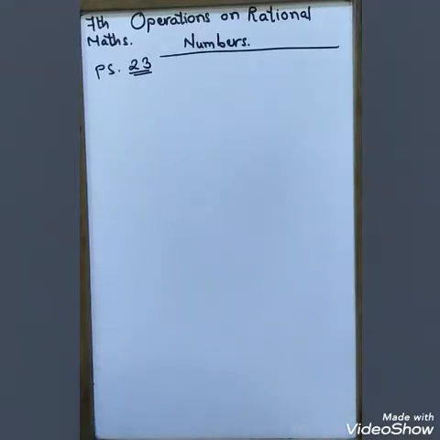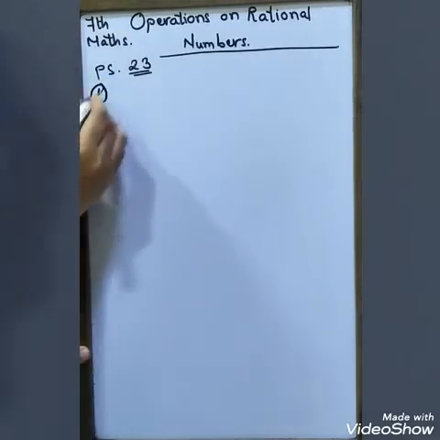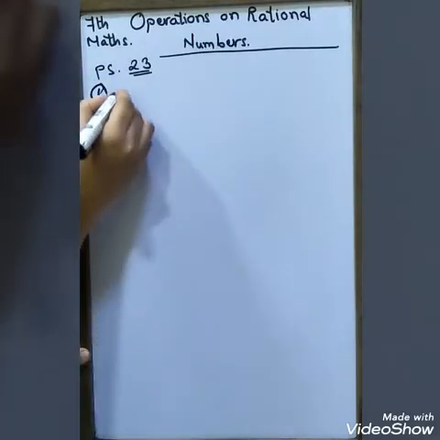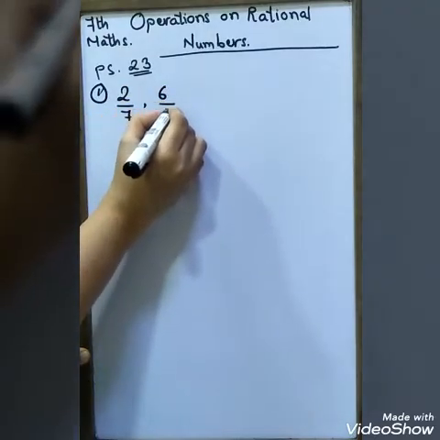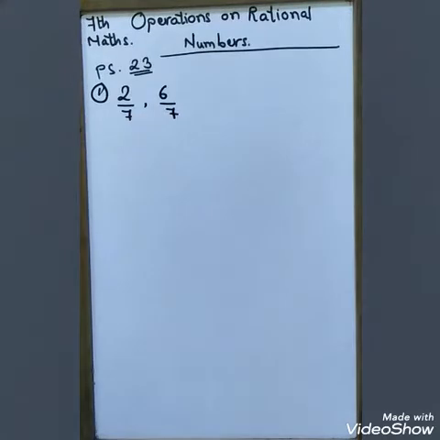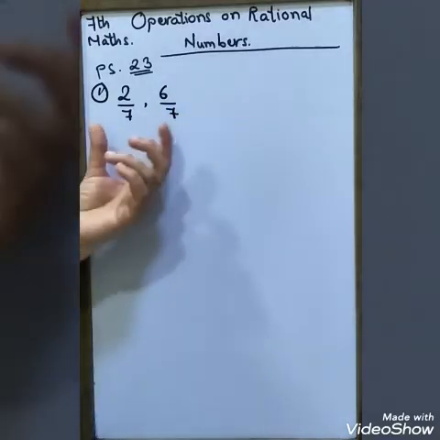2/7, 6/7. First question is given to us. 2/7, 6/7. So what are we supposed to do? We are supposed to find the three rational numbers between 2/7 and 6/7. So first of all, what are we supposed to do?